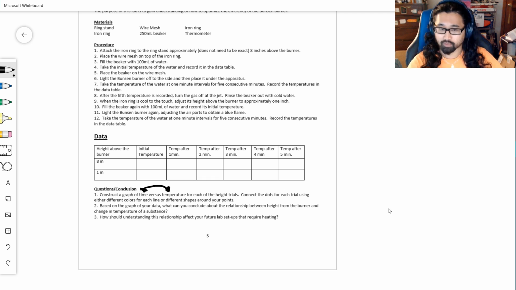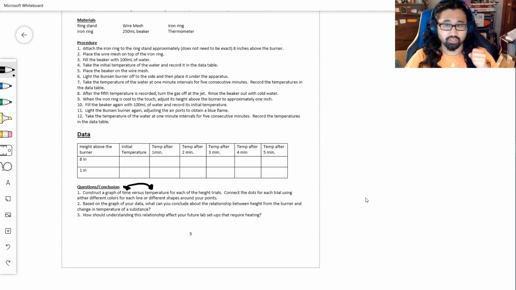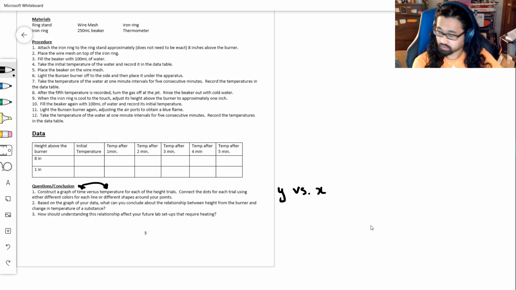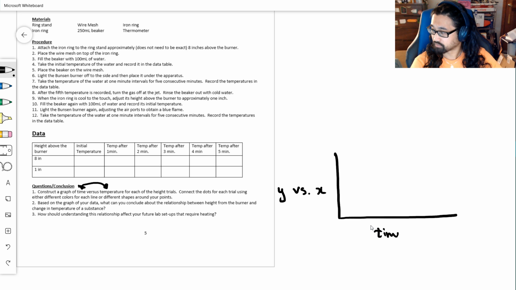And the reason I want it to be temperature versus time is when you see a graph that's titled like that, something versus something, at least in my experience, it's always y versus x. So I want temperature to be on the y-axis, and I want time to be on the x-axis, right? So when I am graphing this, I want my graph to have time in minutes on the x-axis, and I want my y-axis to be temperature in degrees Celsius, right?